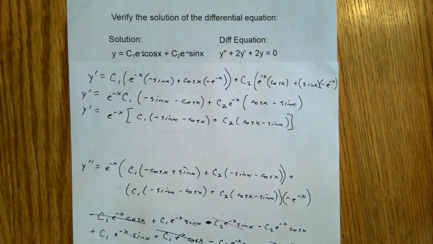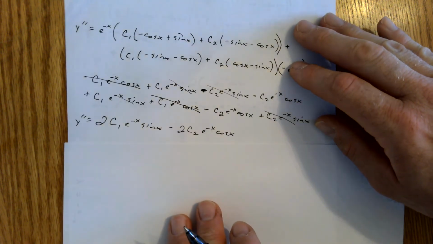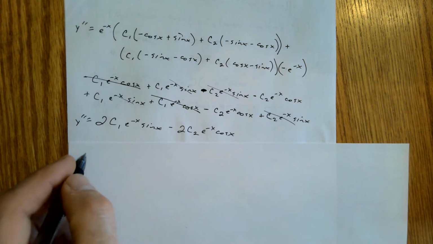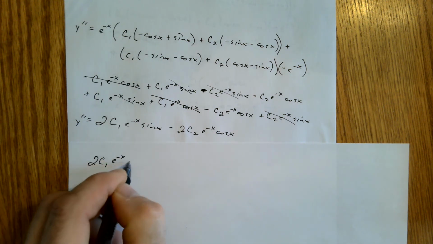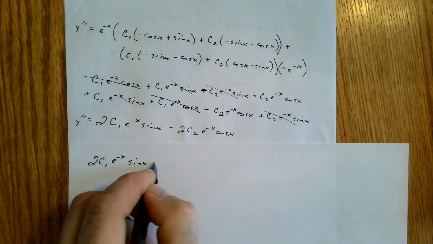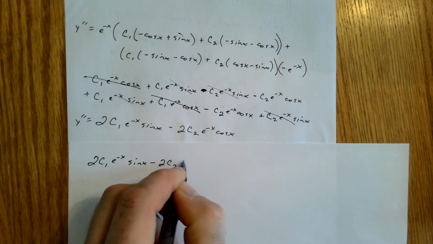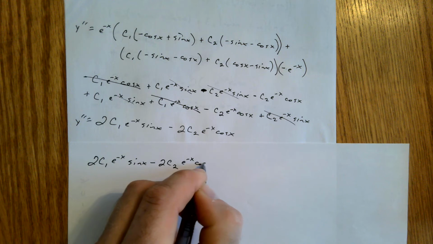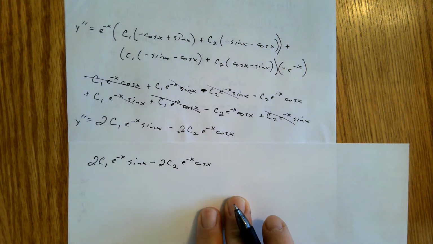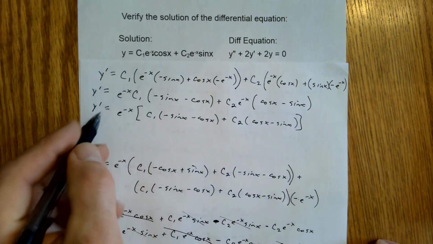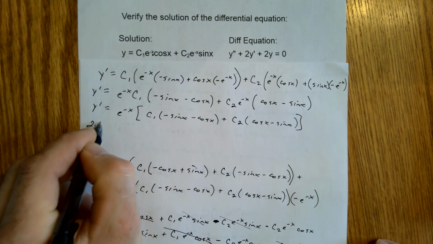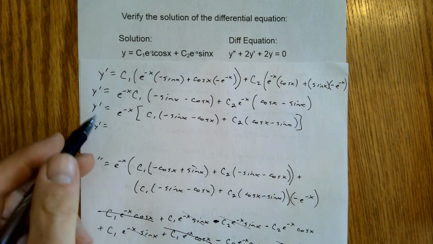Let me get a piece of paper here. It's going to be rather lengthy, I think. So I'm going to start with my y sub 2. So I have 2c sub 1 e to the negative x sine of x minus 2c sub 2 e to the negative x cosine of x. To that I'm going to add, I need two y sub 1s. So two y sub 1s, that's why I left a little bit of space there.